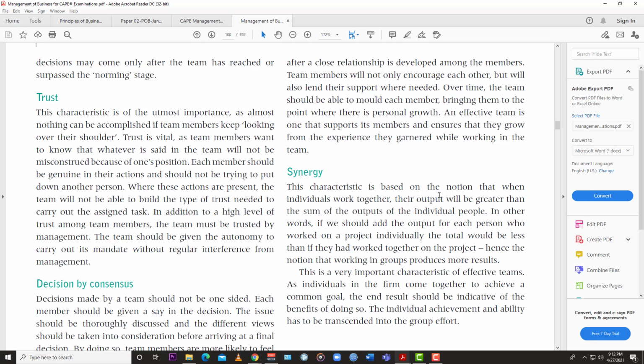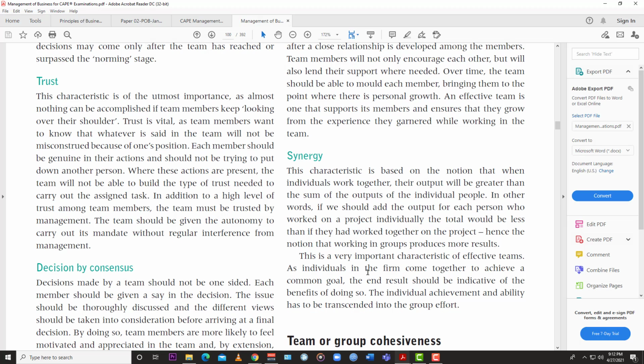So this characteristic is based on the notion that when individuals work together, the output will be greater than the sum of the outputs of the individual people. In other words, if we should add the output of each person who worked on a project individually, the total would be less than if they had worked together on a project. Hence the notion that working in a group produces more results. This is a very important characteristic of effective teams, as I said before. As individuals in the firm come together to achieve a common goal, the end result should be indicative of the benefit of doing so. The individual achievement and ability has to be transcended into the group effort.